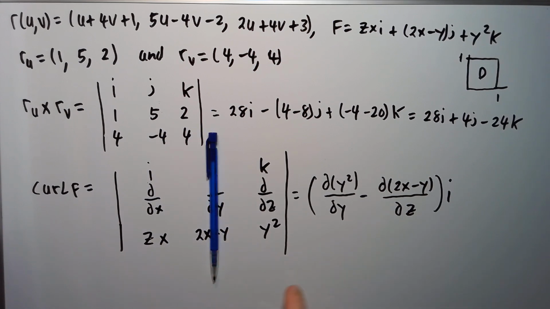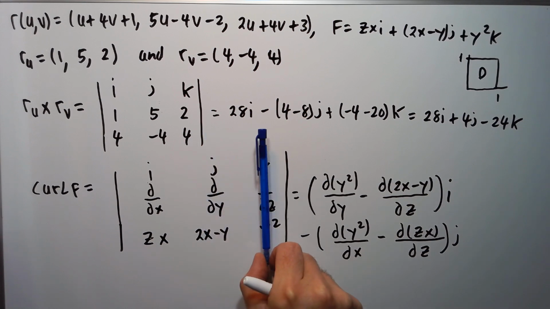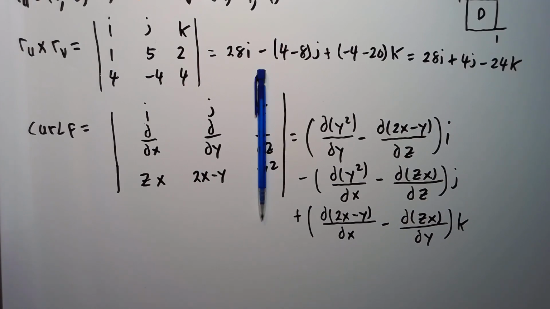Now let's do the j one next. So j will have a minus sign in front. It'll be partial x acting on y squared, partial z operator acting on zx. So let's write that over here. So we get this then. And lastly, we'll do the k component. So the partial x operator acting on 2x minus y minus partial y operator acting on zx. So we write it down here. So we get this then.